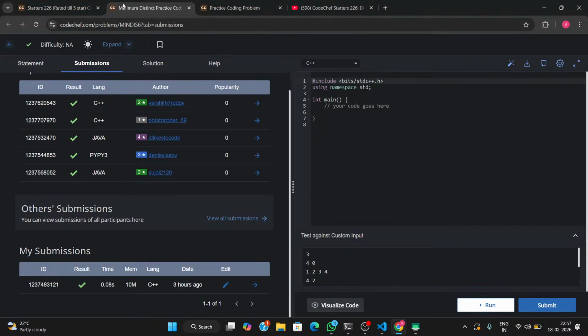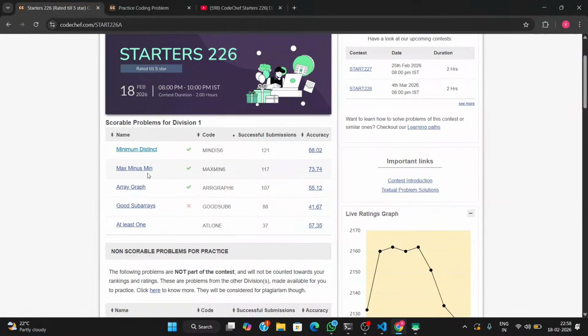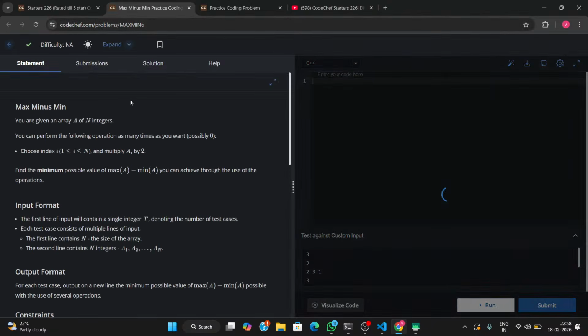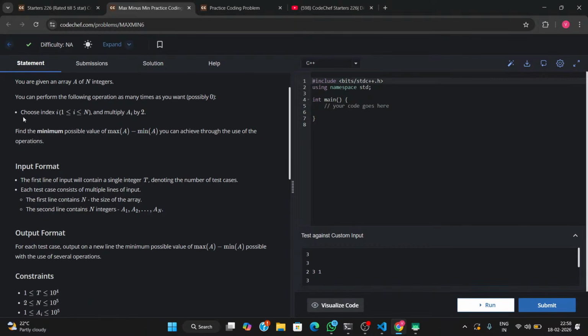That's the solution to this question. Okay. So now let's move to the third question. You are given an array A of n integers. You can perform the following operation as many times as you want. Choose an index I and multiply AI by 2, right? And you need to find the minimum possible value of max AI minus min AI that you can achieve through the use of operations.